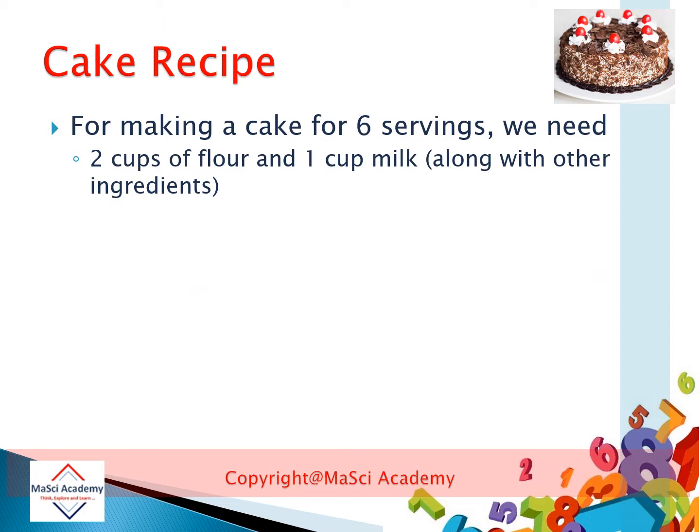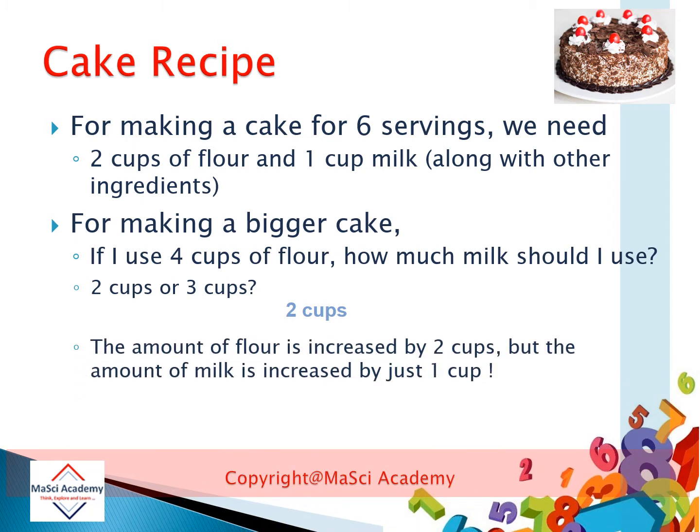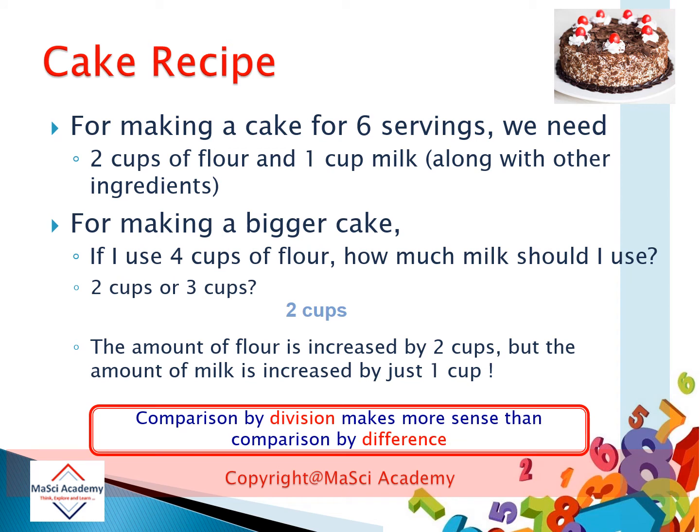Let's take another example. For making a cake for 6 servings, we need 2 cups of flour and 1 cup of milk, of course along with other ingredients also. So for making a bigger cake, if I use 4 cups of flour, how much milk should I use? Should it be 2 cups or 3 cups? The correct answer is 2 cups. In this case, the amount of flour is increased by 2 cups, but the amount of milk is increased by just 1 cup. So we see that there are certain situations where comparison by division makes more sense than comparison by difference.